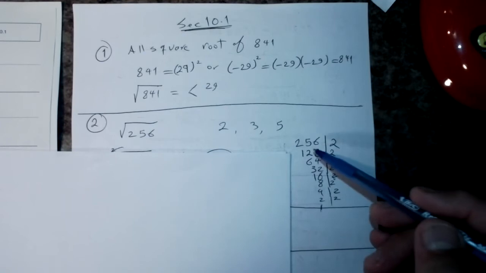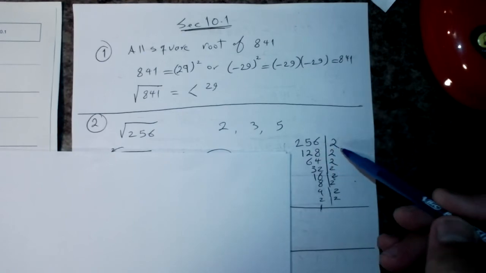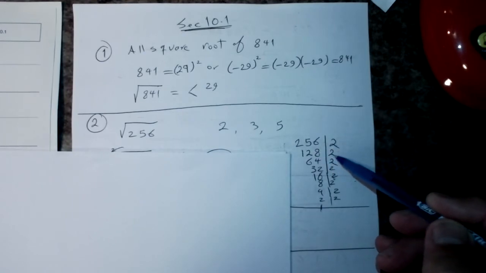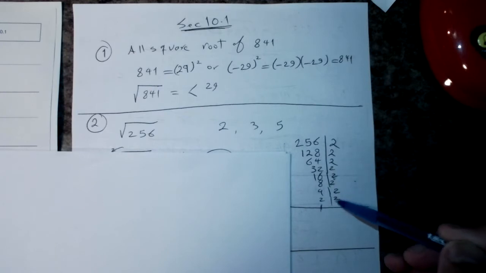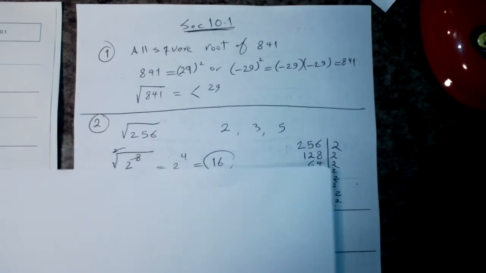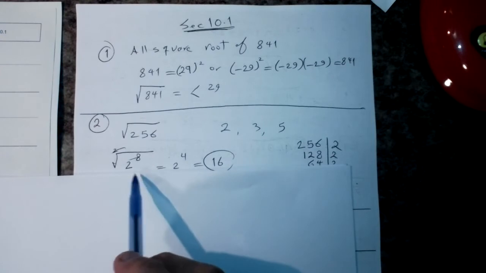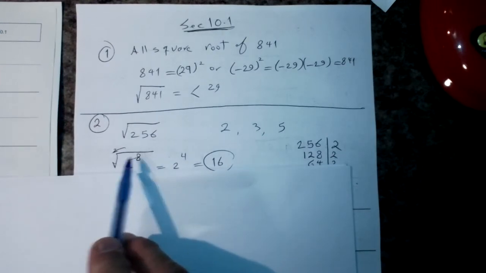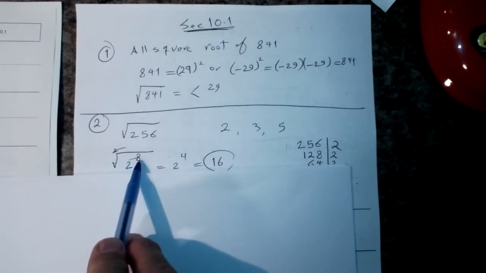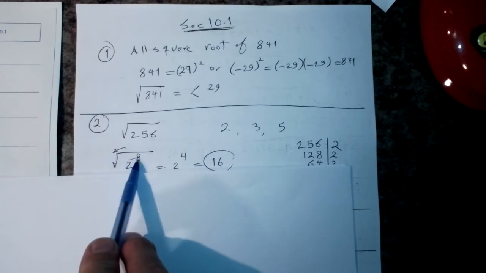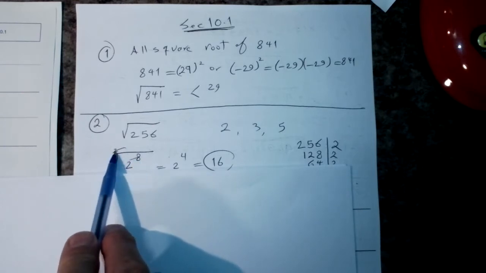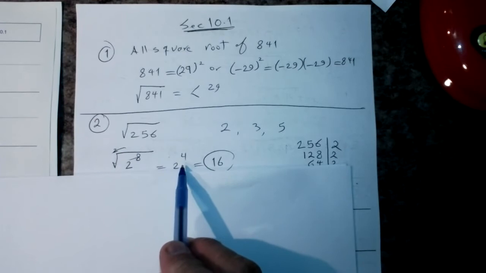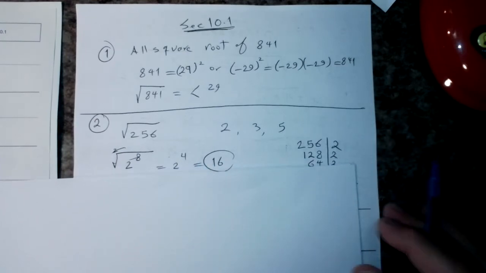That means I can break 256 down, and 256 is 1, 2, 3, 4, 5, 6, 7, 8. So 256, in fact, is 2 to the power of 8. See, the root of the radical and the base exponent, this 8 divided by 2 would be 4. So 2 to the power of 4 is released from the radical.